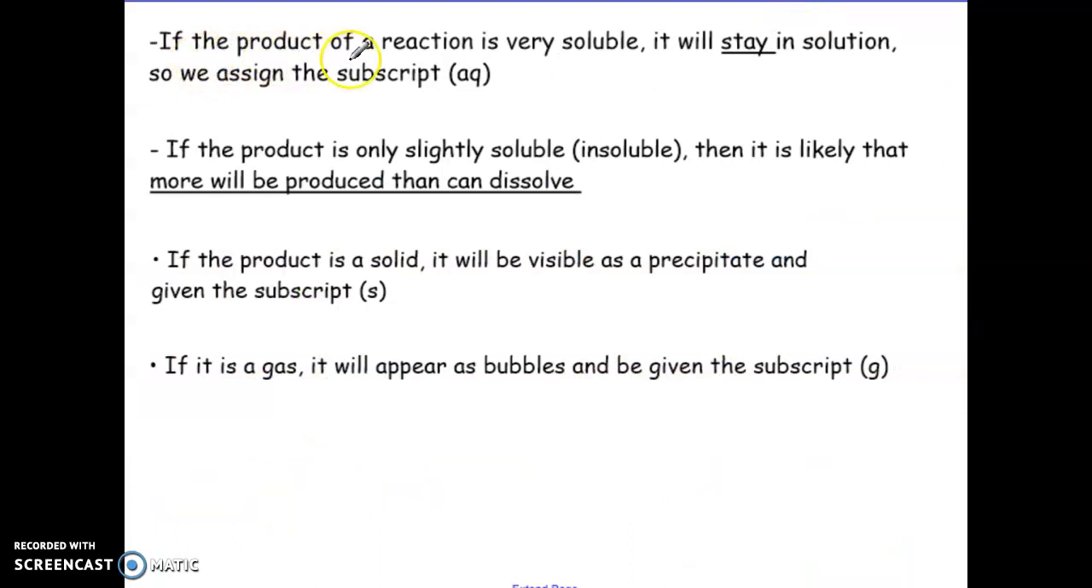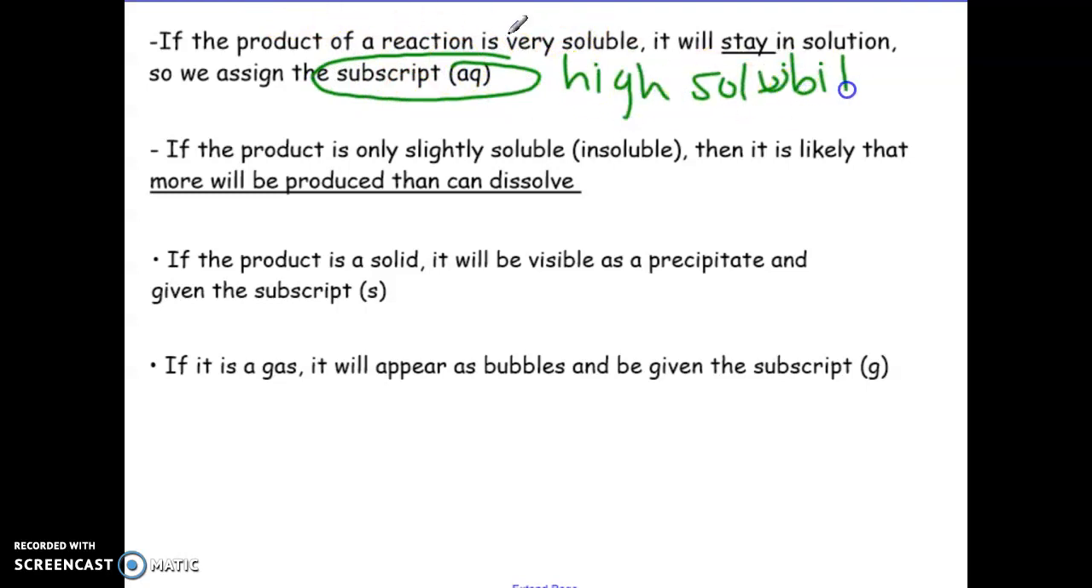Okay? So if the product in the reaction is soluble, it will stay in the solution and we will put an AQ, right? That means that we have high solubility. But if the product is slightly soluble or not soluble at all, what we're going to do is give it the subscript S, which means that we are going to be able to see the precipitate. It is no longer dissolved in the solution. It has low solubility.